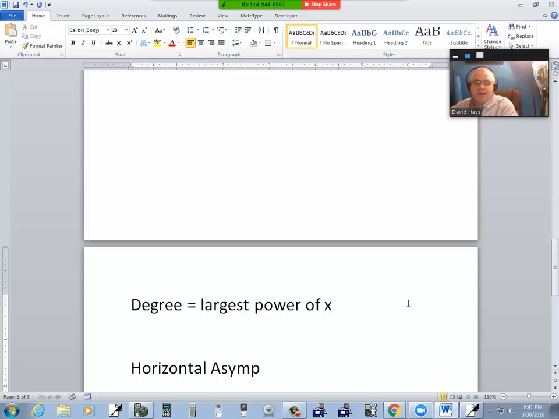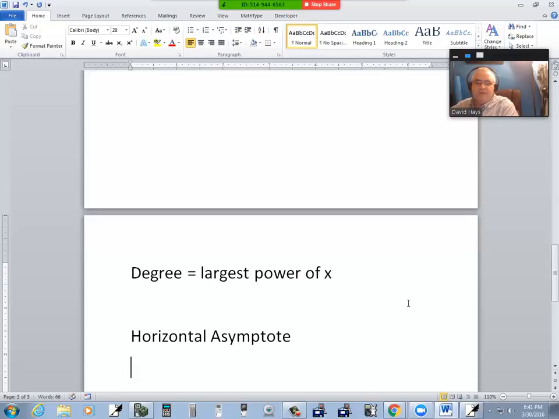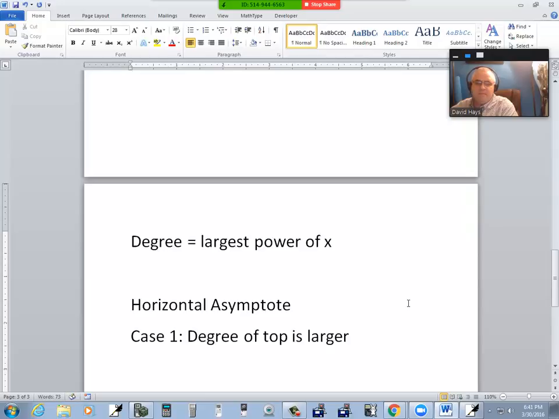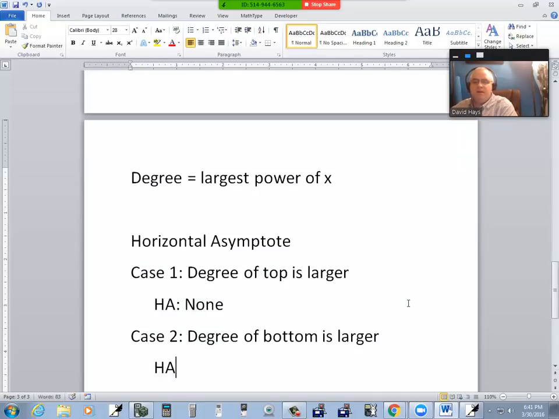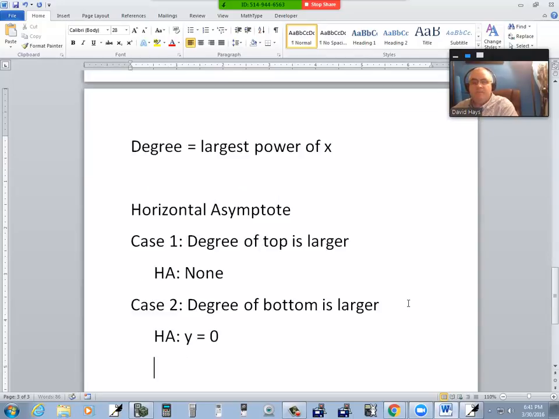Now for a horizontal asymptote, we got 3 cases. Case 1, the degree of the top is larger. That means there is no horizontal asymptote. Case 2, the degree of the bottom is larger, the horizontal asymptote is y is equal to 0. And case 3, the degrees are the same.